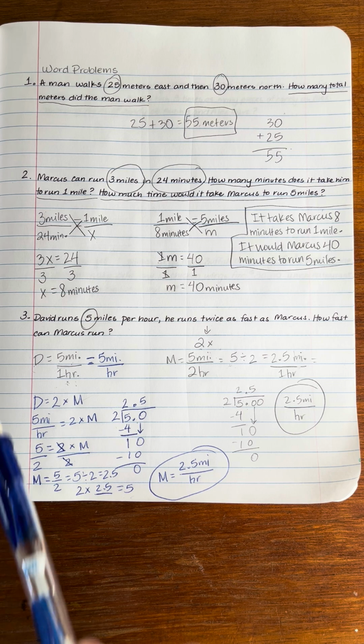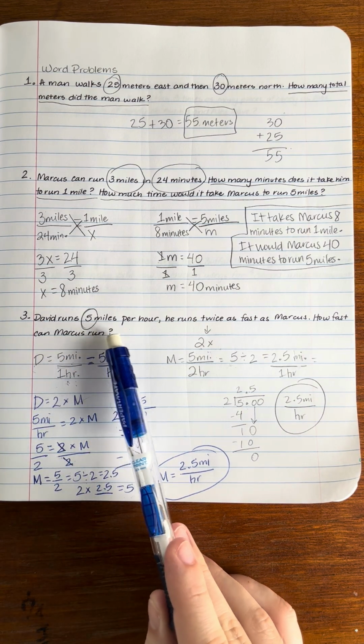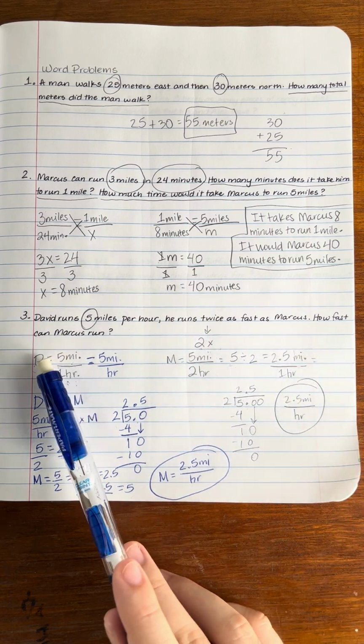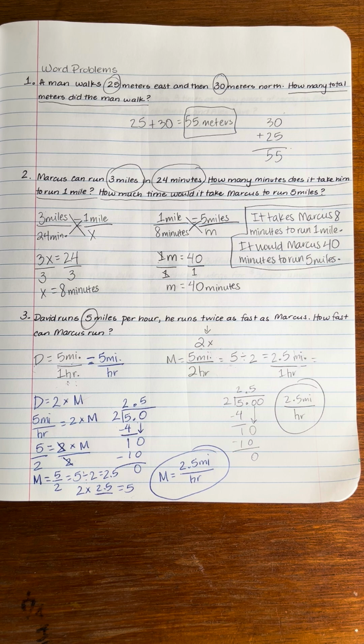So for number 3, it says that David runs 5 miles per hour. He runs twice as fast as Marcus. How fast can Marcus run? Okay, so after reading this, sometimes on your first try you're kind of like, oh, I still don't get this. That's okay. It's okay to read the question more than once, okay? If you read the question more than once, it will most likely help you because you might see some little details that you may have missed if you only read it once and tried to do the math. So we'll read it again and we'll kind of paraphrase it more, okay?